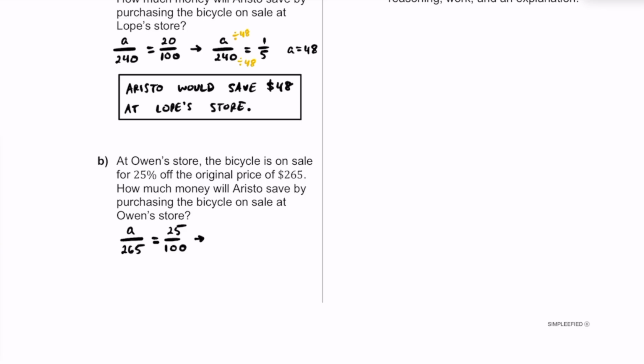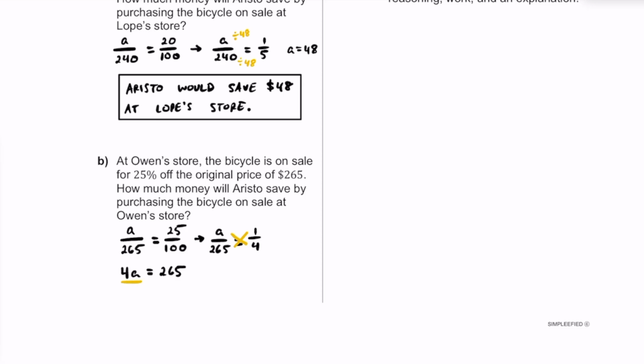All right, so this ratio on the right simplifies quite nicely. So we have A to 265 is equal to this 1 to 4 ratio. So basically he's going to save 1/4 of the price. I don't think this is going to go in nicely no matter what we really kind of do here. So I'm going to use cross products here and say that A times 4, that's going to be 4A. And then 1 times 265 is just 265.